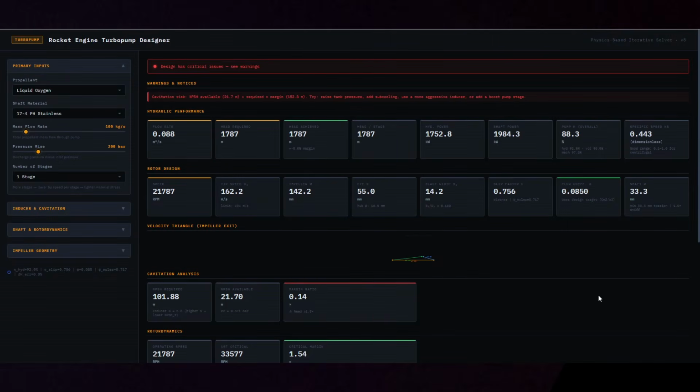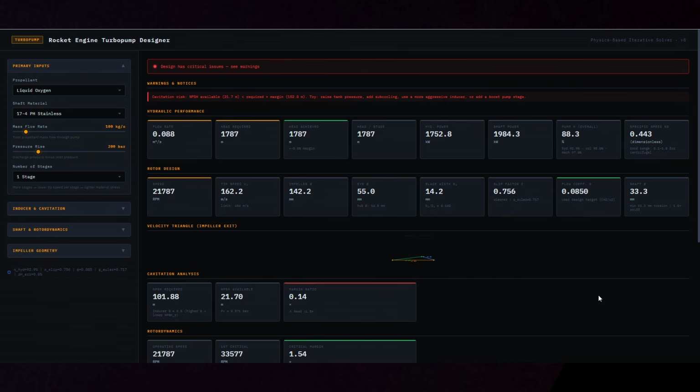Hi everyone, what I have here is a rocket engine turbopump designer. A turbopump is the part that brings the propellants into the engine, into the combustion chamber eventually, so that they can combust and give us our thrust. So it's a very important part of the engine and finicky, and it is the cause of some of the limitations of our rocket engines.